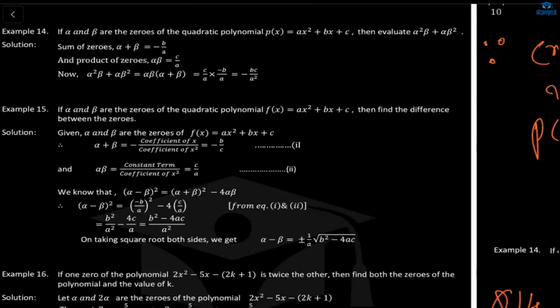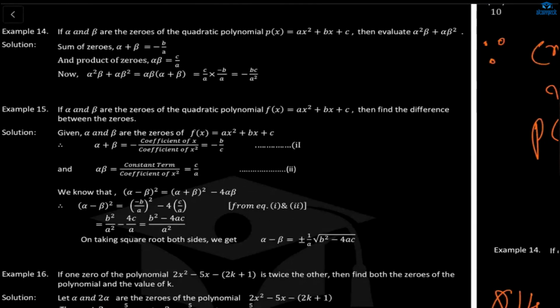Oh, yes, we are right. But it will be 5 by 6. So one value, that is one of the zeros, is 5 by 6. Now what will be the other zero? That will be 2n. So 2 multiplied by 5 by 6. Now it will be 5 by 3.